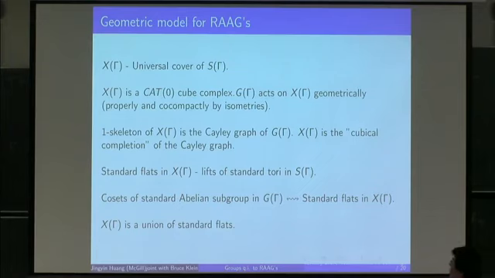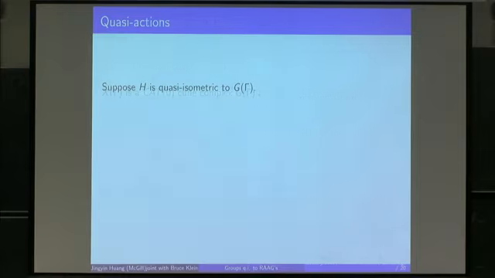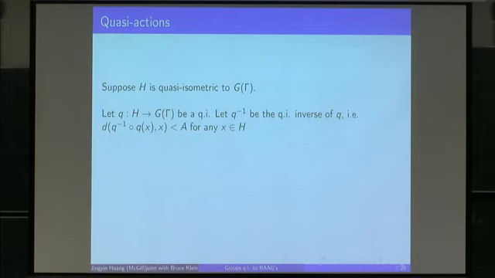Okay, so now this is the geometric model we're going to need. Let's pick some group H quasi-isometric to G of gamma, and there's also another small trick I want to do. We specify a particular quasi-isometry q from H to G of gamma, and let q minus 1 be the quasi-inverse. So basically an inverse up to bounded distance, but it may not be a set-theoretic inverse.